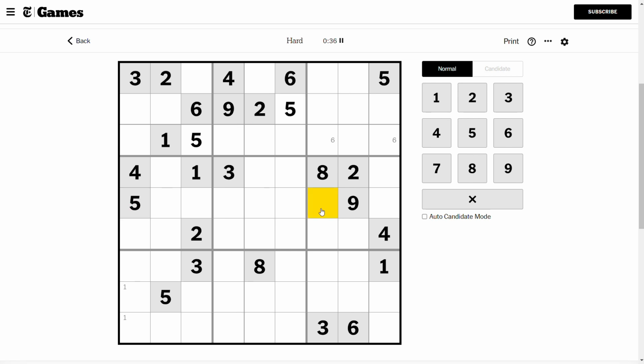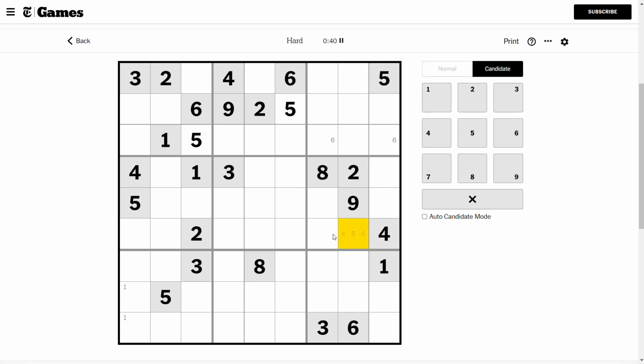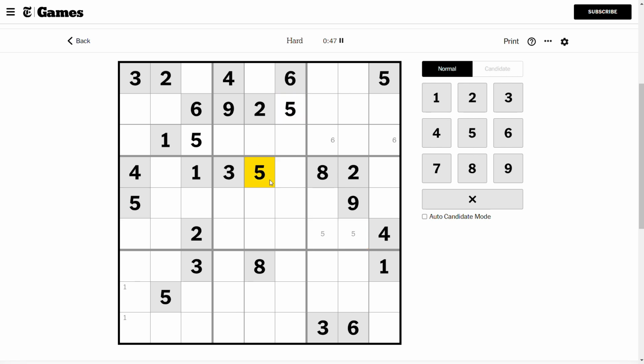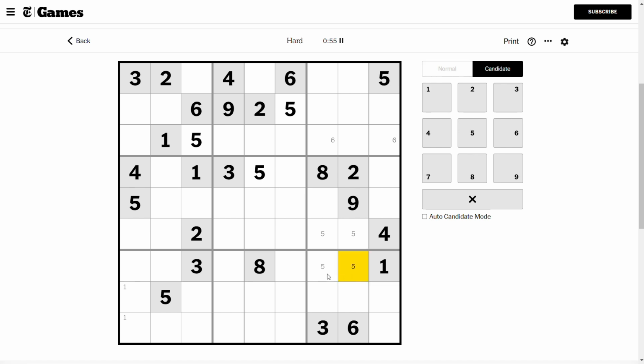This 5 points right with this 5 pointing down. The digit 5 in block 6 is forced into row 6, and then these 5s force the digit 5 into this cell in block 5. This 5 points down, and this 5 points right. So in block 9, the digit 5 is forced into row 7, and then all of these 5s force the digit 5 into this cell.